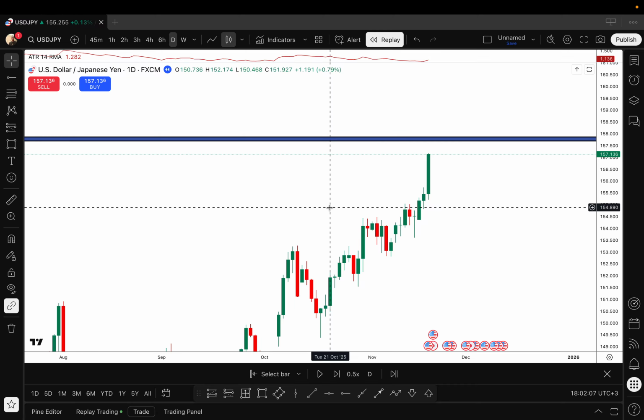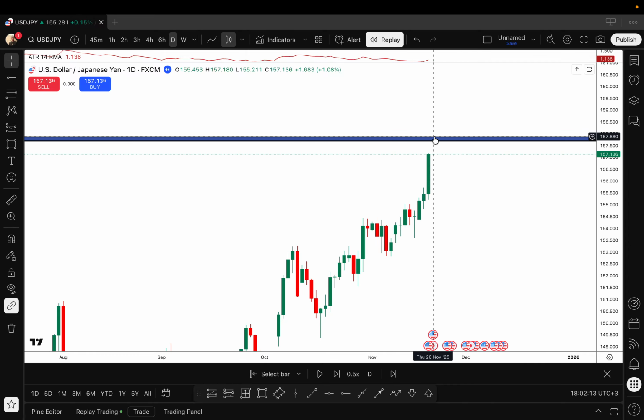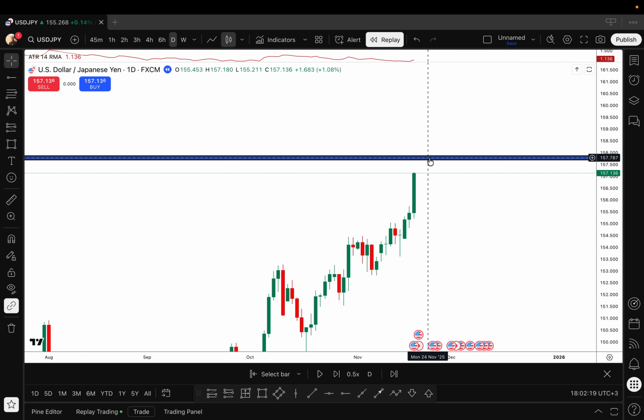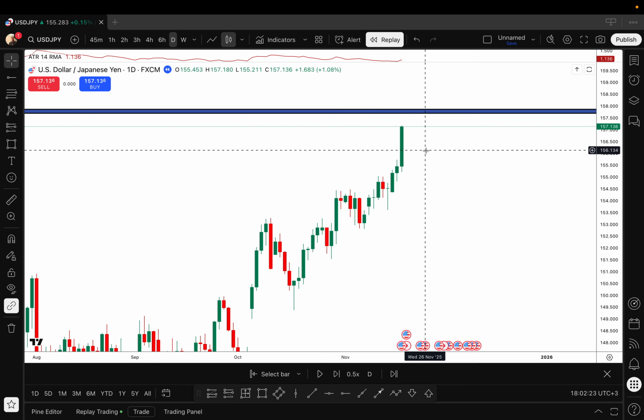Now what am I expecting in this price action? It is very simple. I want price to tap here, maybe make a turnaround before I can start selling. However, if it breaks upside, then I will be continuing to buy. Now those are the only two things I'm waiting on the daily.